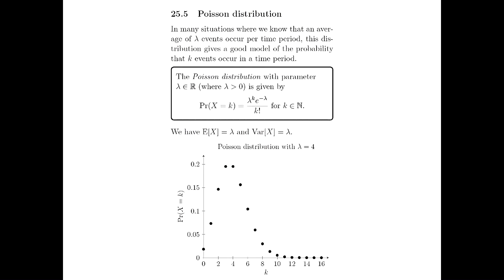So, we've got one last one to go. This one's a little bit trickier than the others, called a Poisson distribution after the French mathematician.